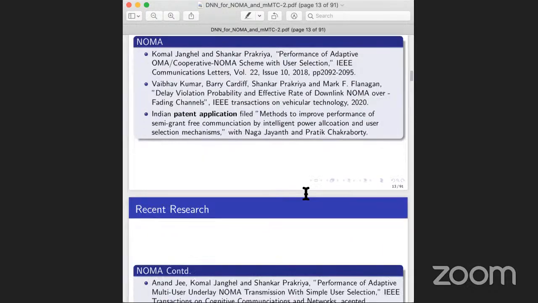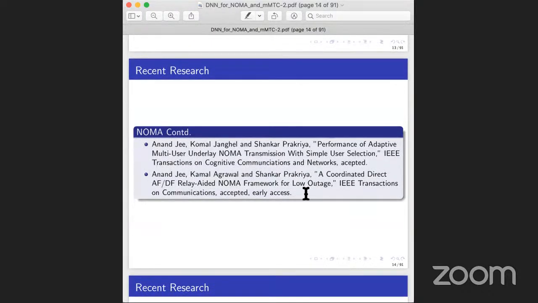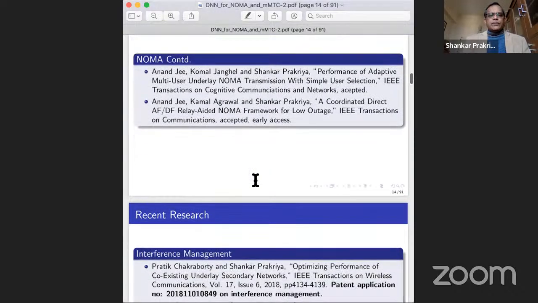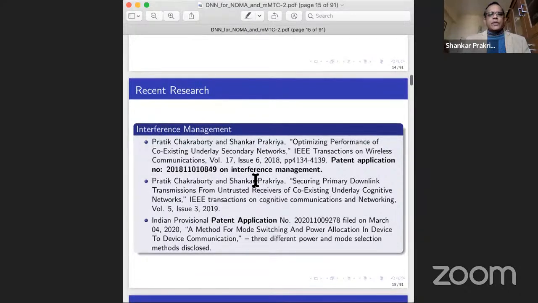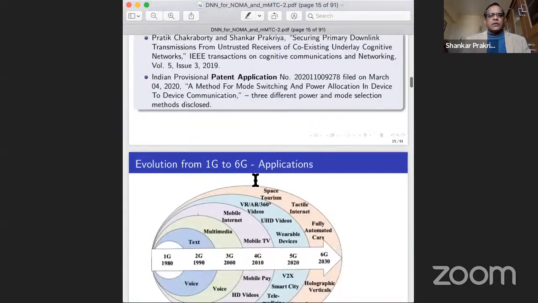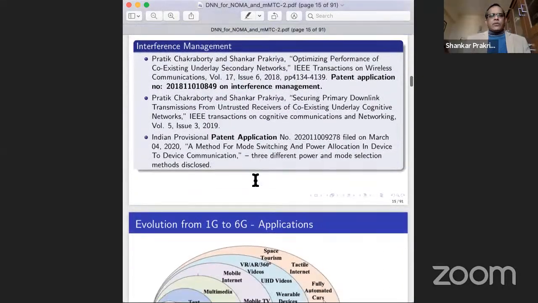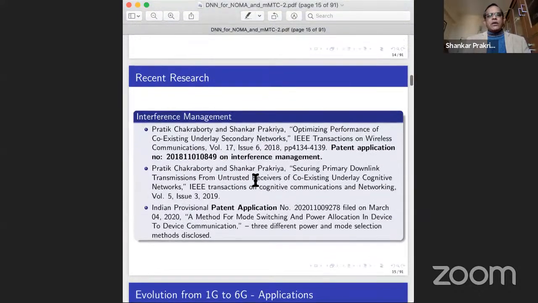And also worked on NOMA and underlay networks. Maybe I'll briefly touch upon this a little bit. We also worked on coordinated direct AFDF relay aided NOMA for low outage. It had just appeared in Transactions on Communications, still in early access. Interference management I worked in the past. So it gives you a brief idea of my work and work of my students. Basically, it has been centered around performance analysis of wireless communication systems.